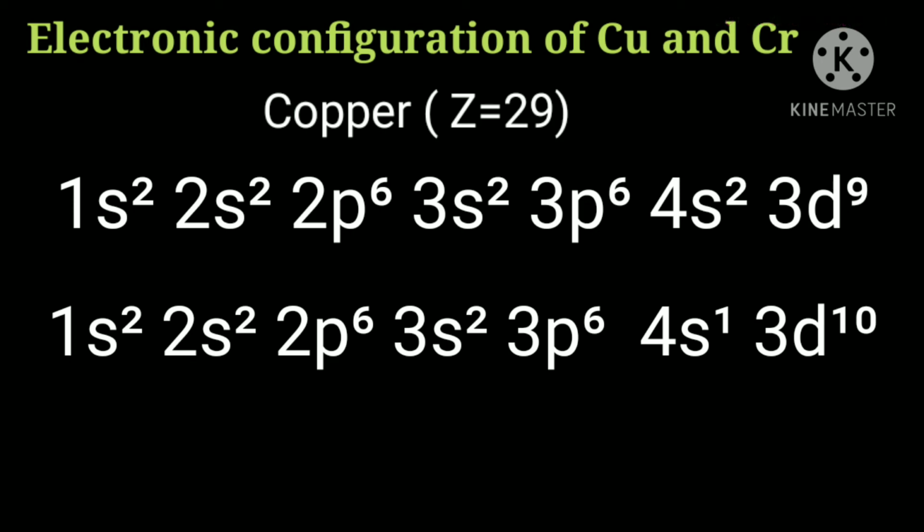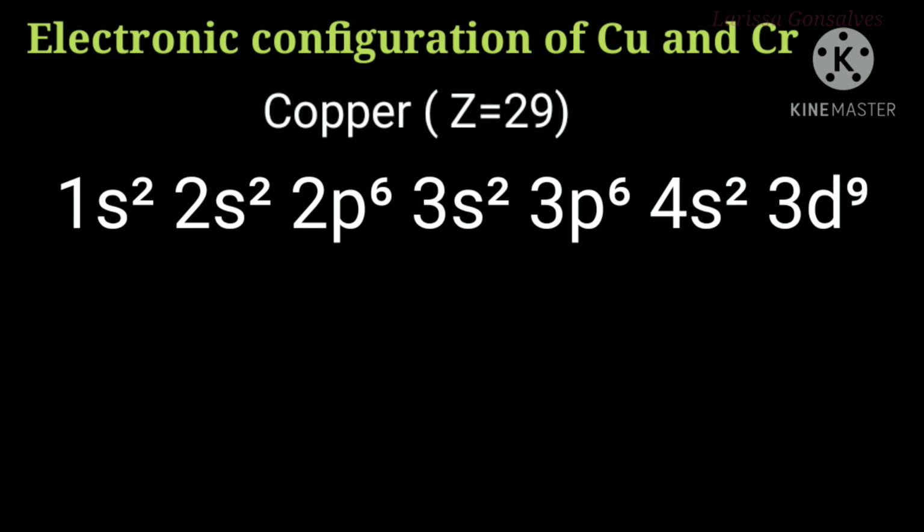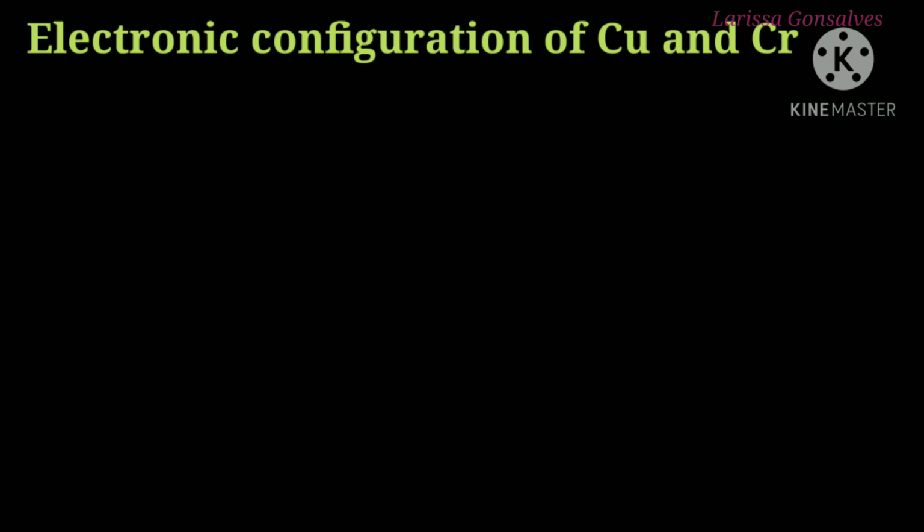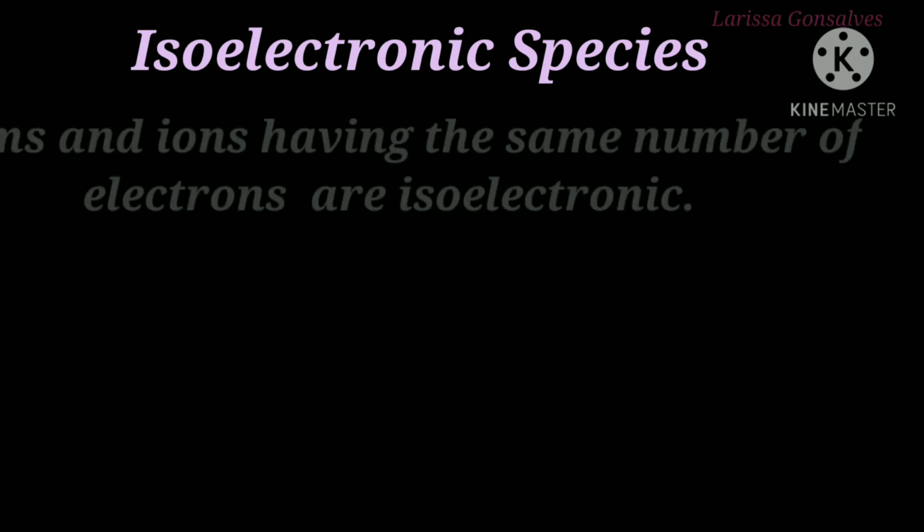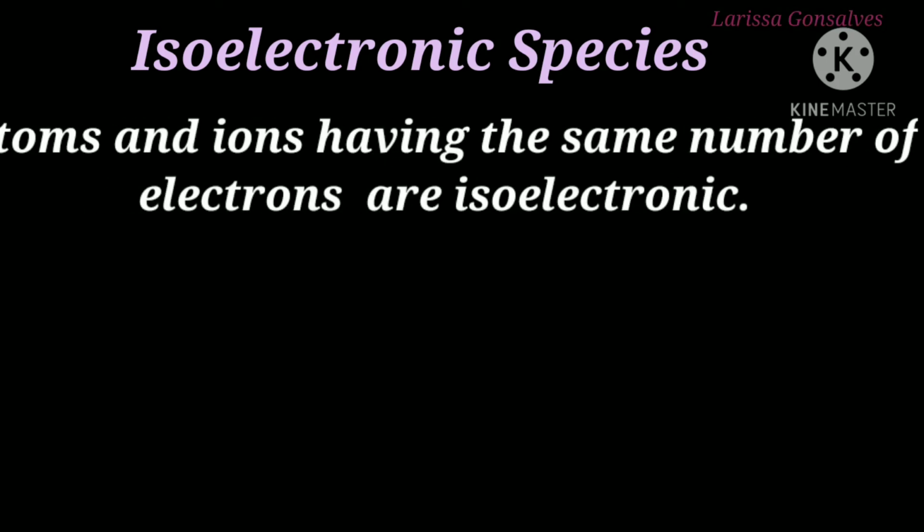So basically in both the elements you are just transferring electrons in order to make it half filled or completely filled, which is going to make that particular element more stable. The last topic of this chapter is isoelectronic species. Now what are these isoelectronic species? So atoms and ions which have the same number of electrons are called isoelectronic species.